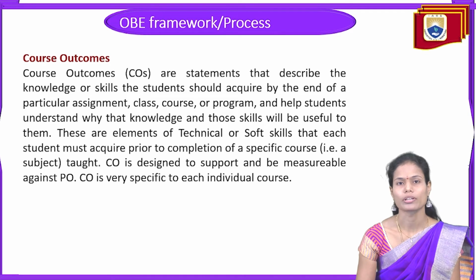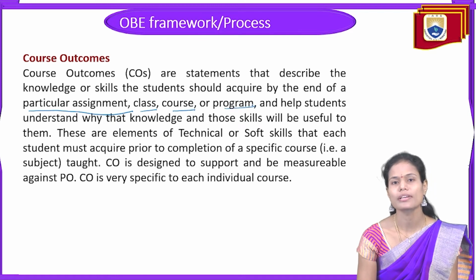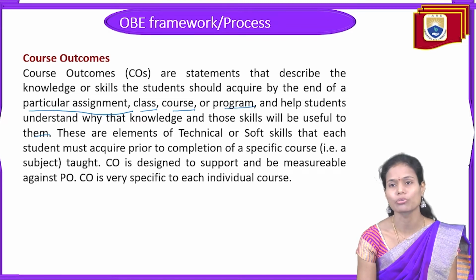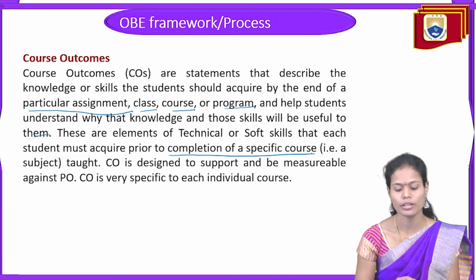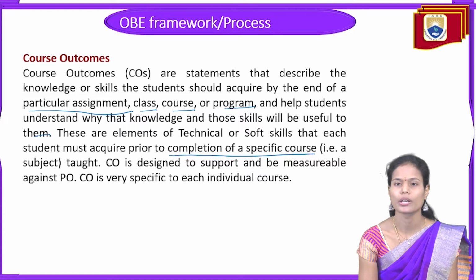And next we come to the course outcomes. Course outcomes are statements that describe the knowledge or skills the student should acquire by the end of a particular assignment, class, course or program, and help students understand why that knowledge and those skills will be useful to them. So that indicates the course outcome. These are the elements of technical or soft skills that each student must acquire on completion of a specific course. That is the subject part. COs are designed to support and be measurable against program outcomes. So a course outcome is very specific to each individual course, that is, the subject.